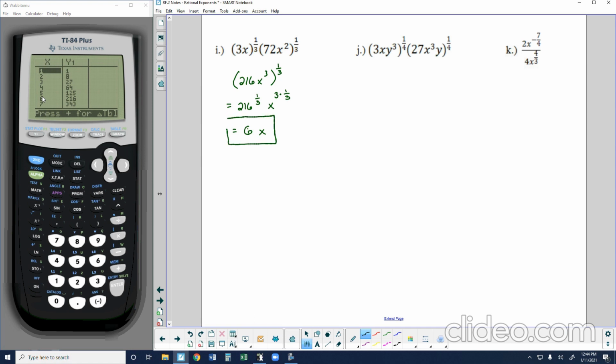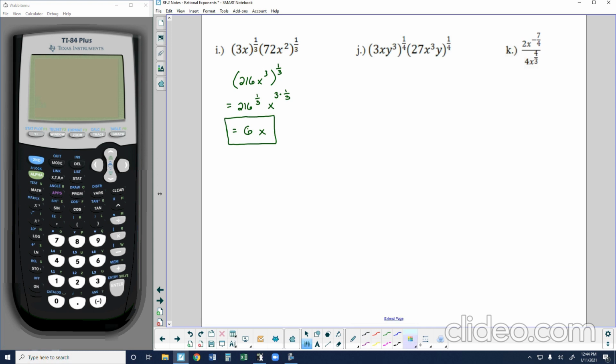So because rational exponents are the same thing as radical expressions, we can use the same properties that we had with radical expressions with rational exponents. So go ahead and pause the video at this point and see if you can do J.